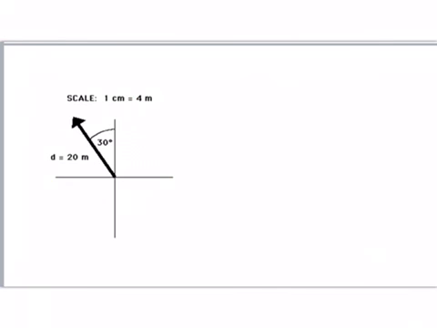Let's do an example. Our scale is 1 centimeter is equal to 4 meters. So in order to draw a 20-meter vector, how many centimeters should I use? It is equal to 5 centimeters. So the length of this vector is 5 centimeters. And you see that the direction is 30 degrees west of north.